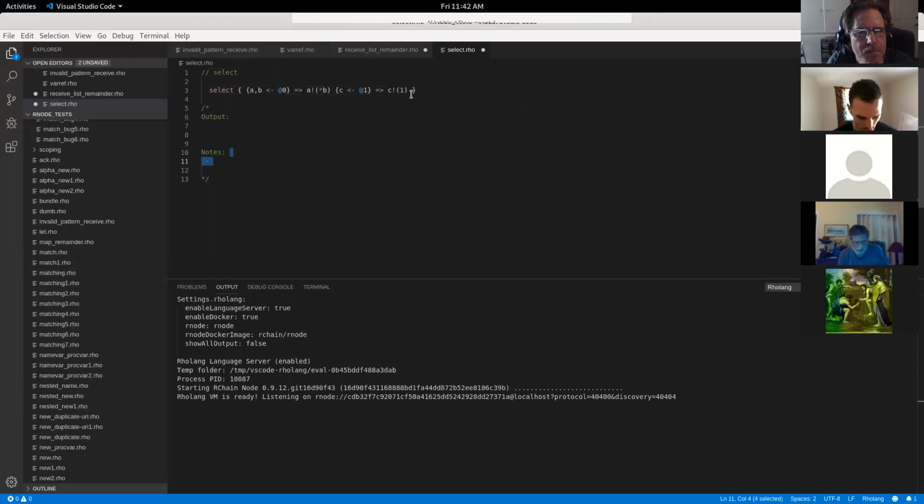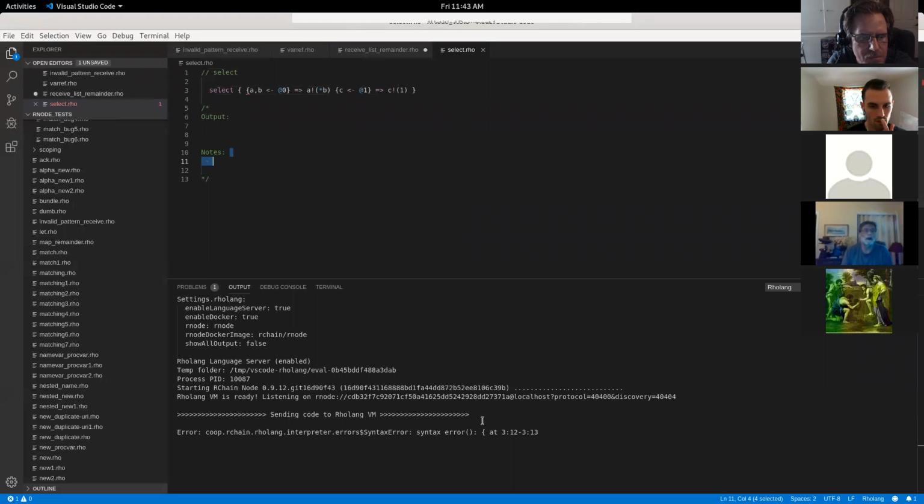But I don't think that this parses. Yeah, so it's a syntax error at this point. So it doesn't like that thing. So, okay, the only other option really is to put the braces here. And I remember it not liking that option either, but let's see.